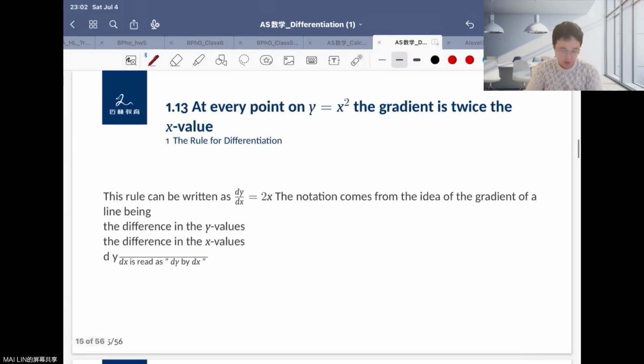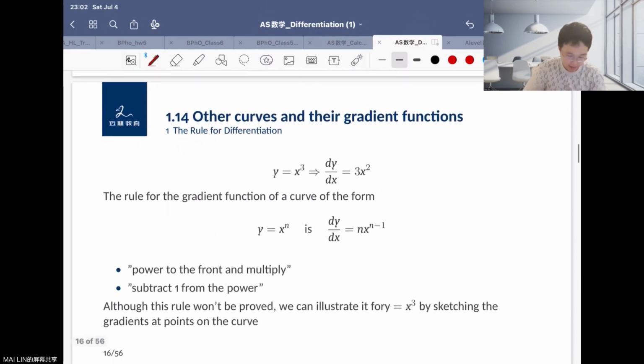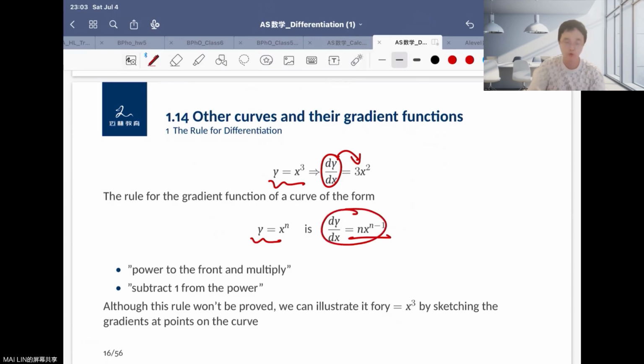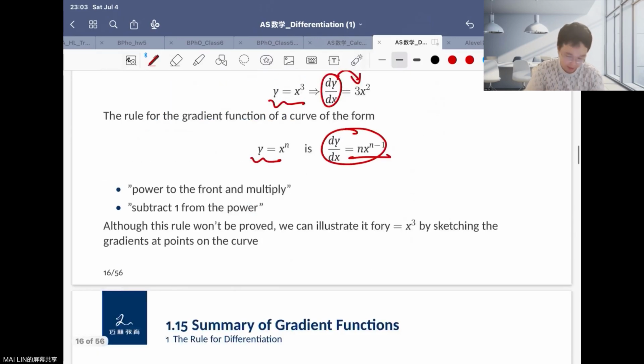The gradient m, the change in y over the change in x, can be written as dy over dx, and it equals 2x. That is how we consider differentiation or the gradient here. For y equals x cubed, if you draw the graph, you will find that the gradient equals 3x squared. And when y equals x to the power of n, the differentiation equals n times x to the power of n minus 1. That is the rule for differentiating x to the power of n: dy over dx equals n times x to the power of n minus 1.